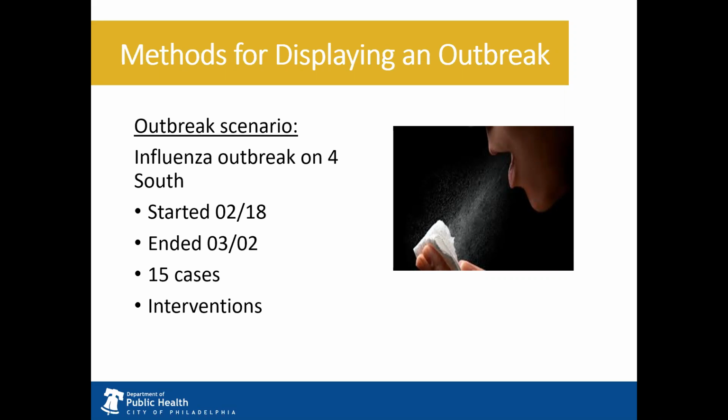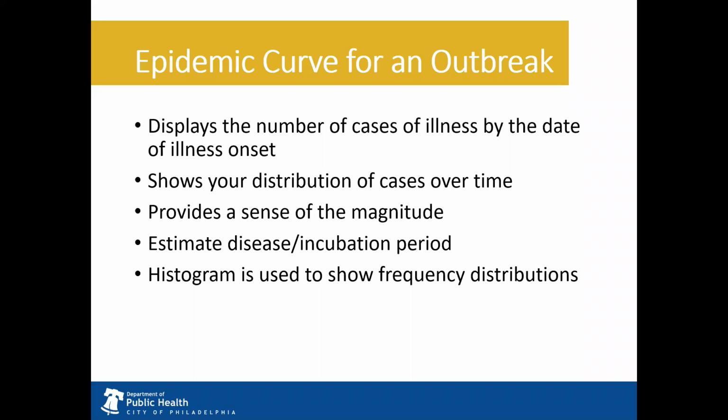But you could also do what we're going to show you in the next slide, which is an epidemic curve for an outbreak. And an epidemic curve is going to display the number of cases of illness by the date of illness onset. I'm hearing some new folks joining us. We're just doing a little review of surveillance. And right now we're talking about an epidemic curve for an outbreak and what that gives us.